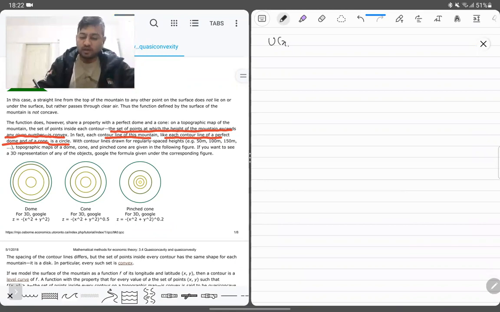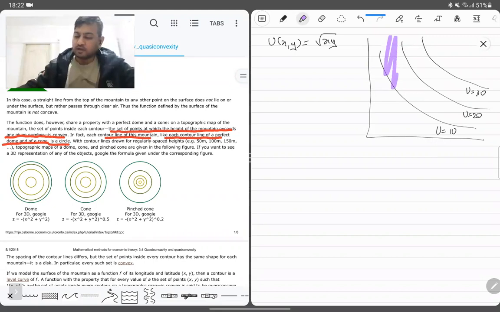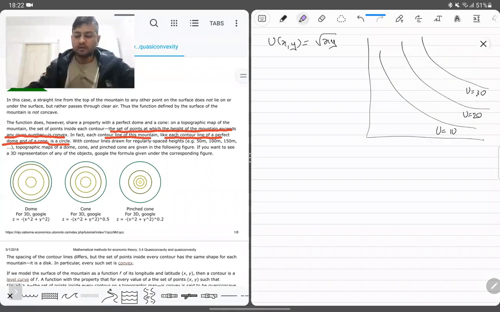So utility x, y is equal to under root xy. So in this case, my ICs used to look like this. Okay, this was for utility level, let's say 10. This was utility level 20. This was, let's say, utility level 30, and so on. So look at any upper level set. For level 10, the upper level set looks like this, which is obviously convex. Okay, for level 20, the upper level set looks like above this curve, so that is also going to be convex. For level 30, it looks like this, so this is also convex.